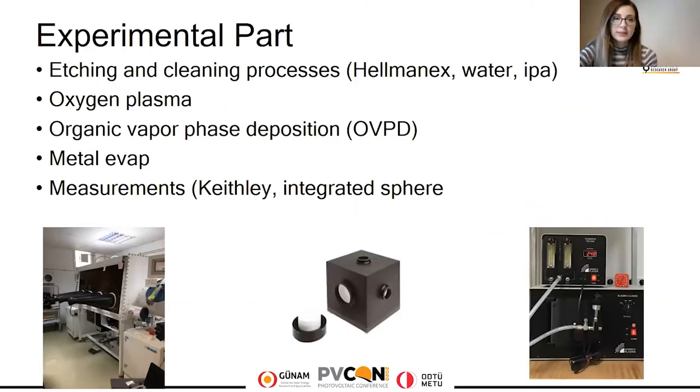Let me briefly explain the experimental part. After the etching processes, substrates were ultrasonicated with deionized water and isopropyl alcohol for 15 minutes respectively, and oxygen plasma was applied to remove residual organic impurities, to reduce the surface tension of the graphene and to increase the work function of the graphene. PEDOT:PSS was coated by using a spin coater, and all organic layers were deposited by using organic vapor phase deposition. Then substrates were taken into the metal evaporator, and measurements were taken by using a Keithley source meter and integrating sphere.